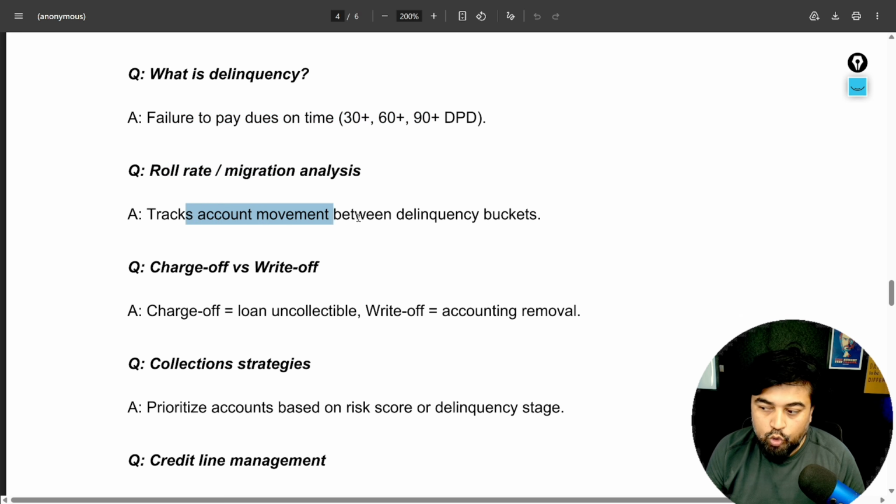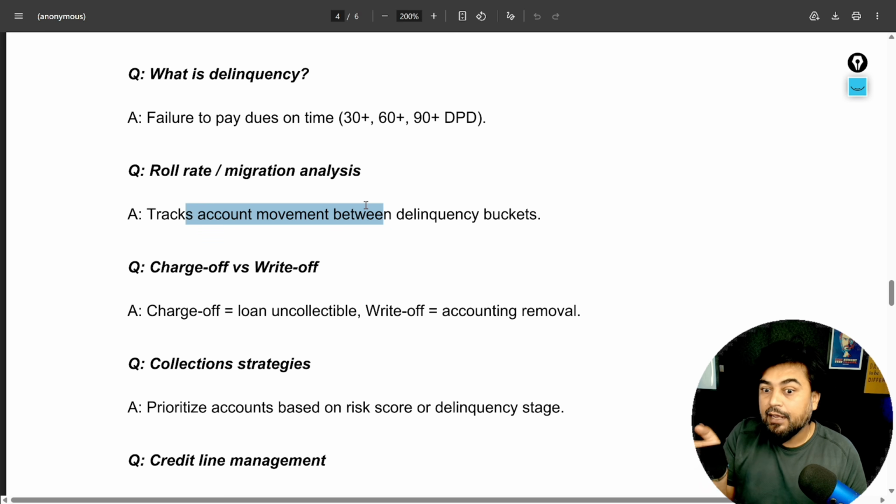Okay. Roll rate versus migration analysis. So it tracks account movement between delinquency buckets like 60 to 90, 90 to 60. Some customers may come back from 60 to 30 again. Okay. And we will check that whole episode, and then that customer can become a normal customer also, because there can be some situation when a customer could not pay the EMI for, let's say, 2 months, but now he's able to pay.